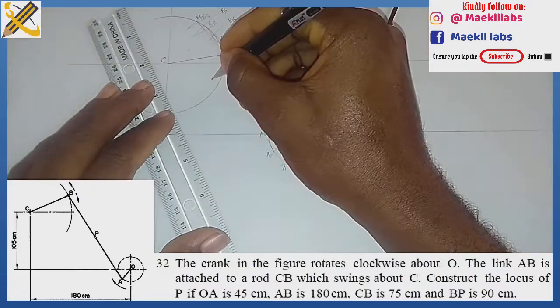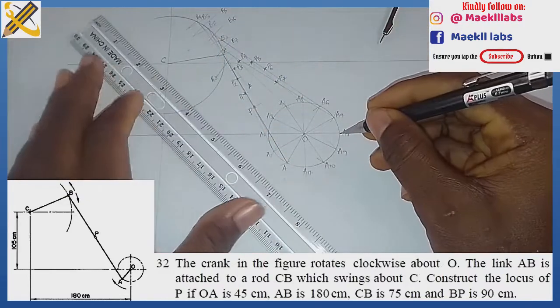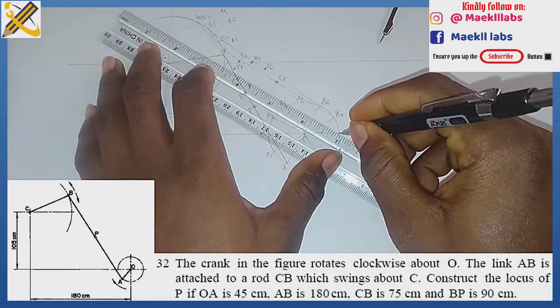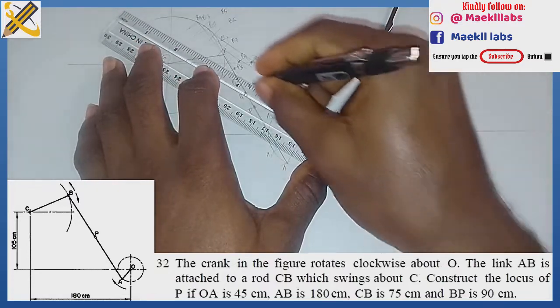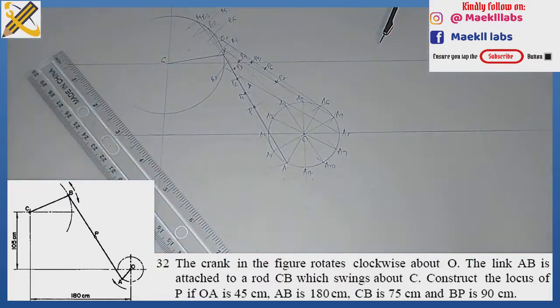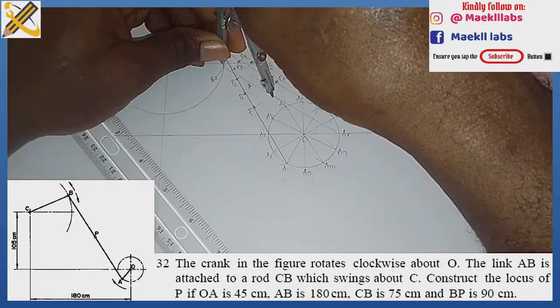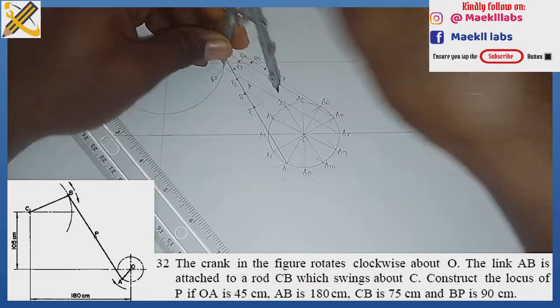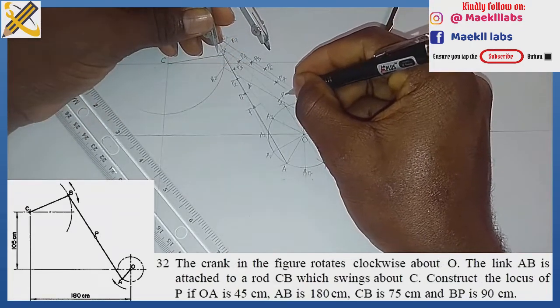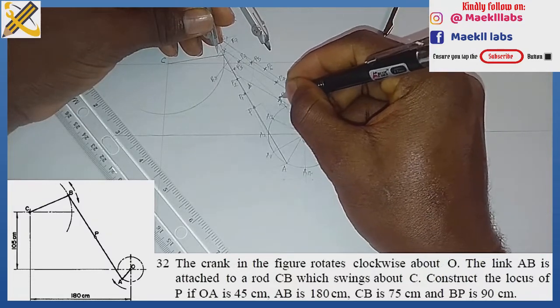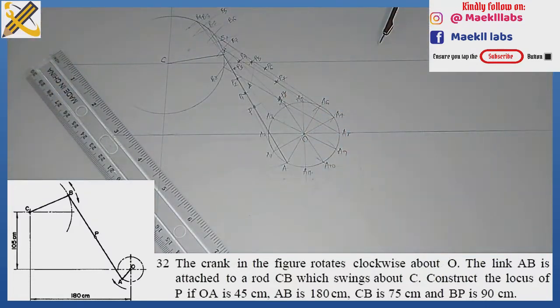With my length 90 on A8, I strike an arc right there. So this is my B8. A8 to B8 alignment, I'm going to rule. Then with length 45 from B8, I strike my arc to get my P8. Then I'm going to mark the position of P8.